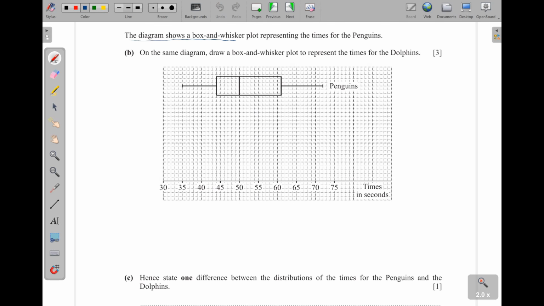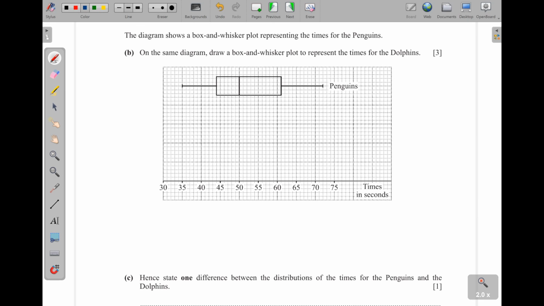The diagram shows a box and whisker plot representing the times for the penguins. Part B, on the same diagram, draw a box and whisker plot to represent the times for the dolphins. A box and whisker plot just uses 5 values. The lowest value is where this one is starting from, and then where the box is starting from, that is the lower quartile. The line within the box is the median, and then the upper quartile, that is where the box ends, and then where the whisker ends here is the highest value. So it uses those 5 values.